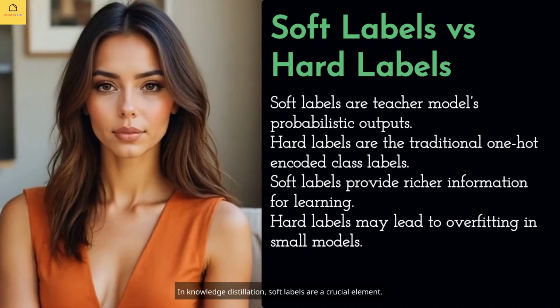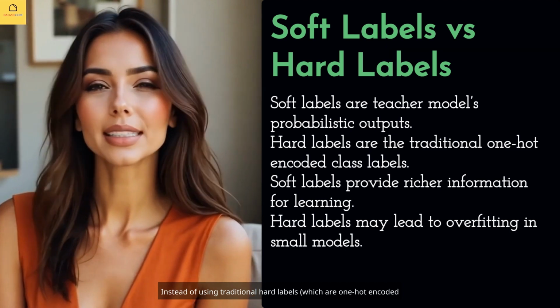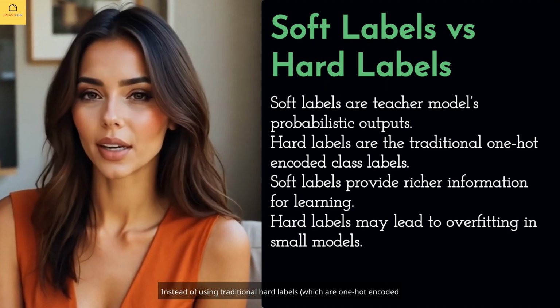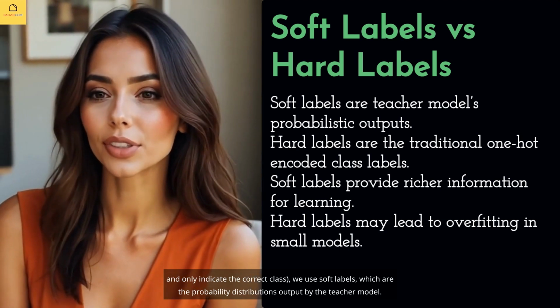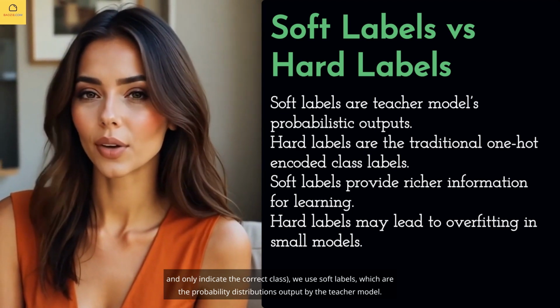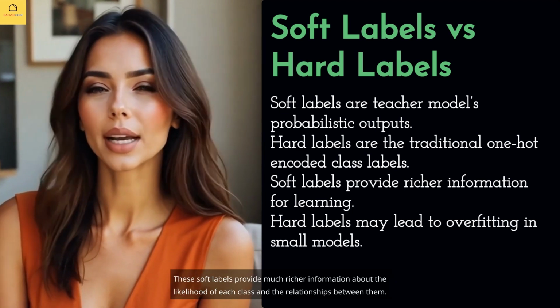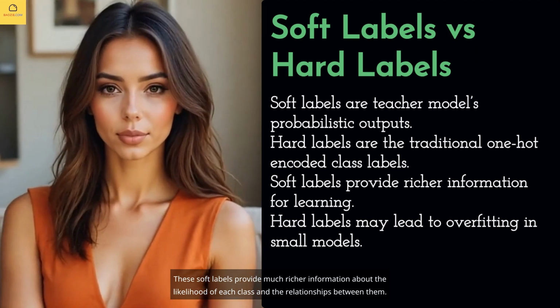In knowledge distillation, soft labels are a crucial element. Instead of using traditional hard labels, which are one-hot encoded and only indicate the correct class, we use soft labels, which are the probability distributions output by the teacher model. These soft labels provide much richer information about the likelihood of each class and the relationships between them.